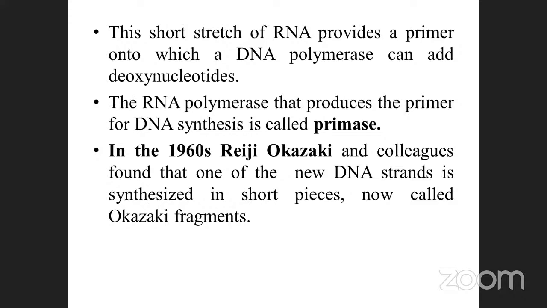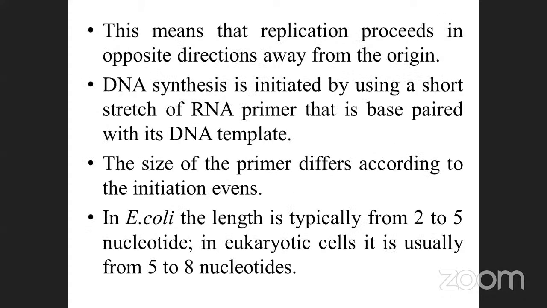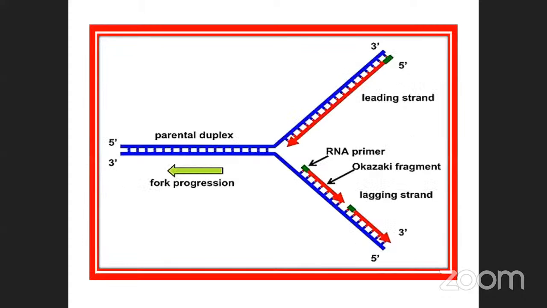In the 1960s, Reiji Okazaki and colleagues found that one of the new DNA strands is synthesized in short pieces, now called Okazaki fragments. Already we know about the lagging strand. There is a gap, isn't it? This is called the lagging strand. Each one has a small bit-like structure. Okay, it is not continuous.